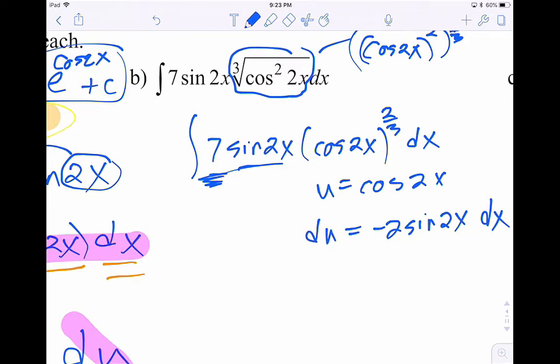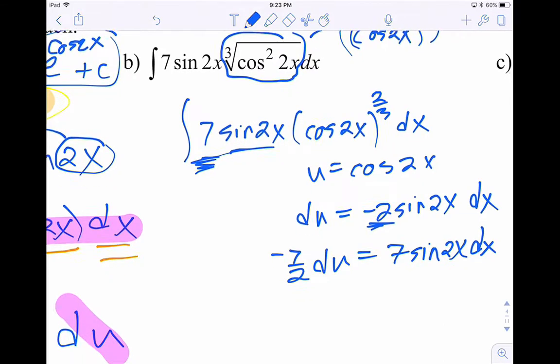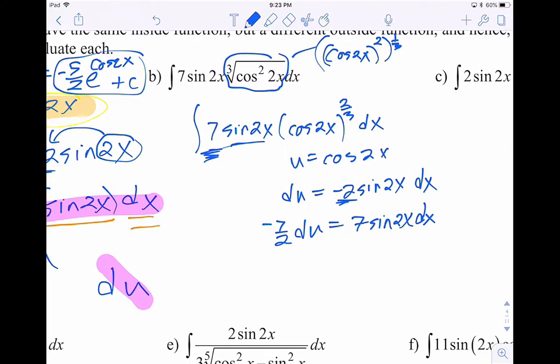Now we're close. I've got a 7 over here. Currently I have a negative 2, so I want to move those out. And so I divide by negative 2 and then multiply through by 7. So can you kind of anticipate this would be negative 7 halves du equals 7 sine 2x dx? Can you kind of picture that? That's dividing by negative 2, then multiplying by 7 on both sides. And now I got a direct swap.